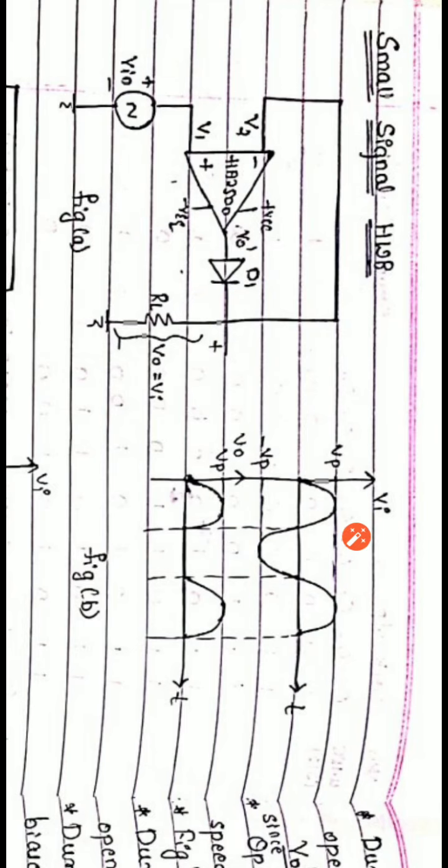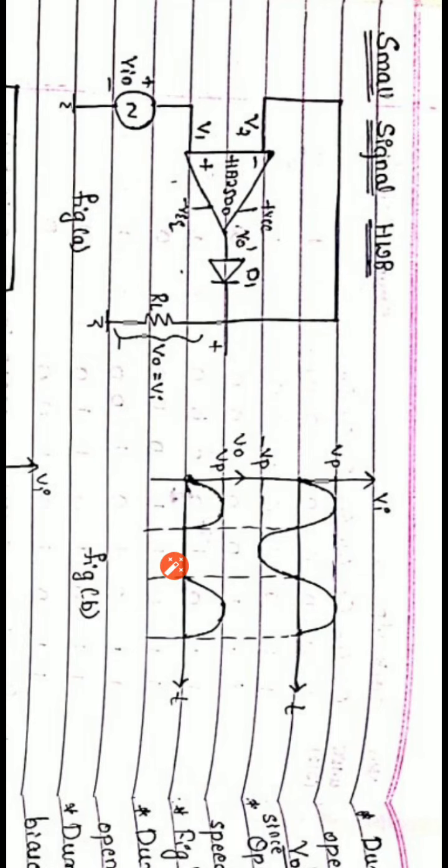First we will take a positive cycle input signal. When Vin is at the positive cycle, the circuit acts as a non-inverting operational amplifier. Whatever the input positive cycle, the same input will come at the output side, amplified. At that time the diode D1 is forward biased and allows the output towards the load resistance RL. So during the positive cycle we get the same output, amplified.